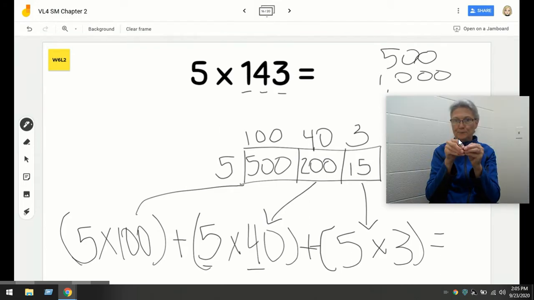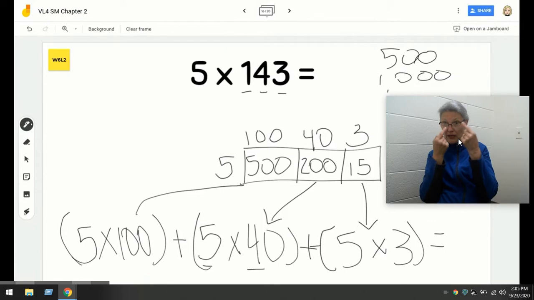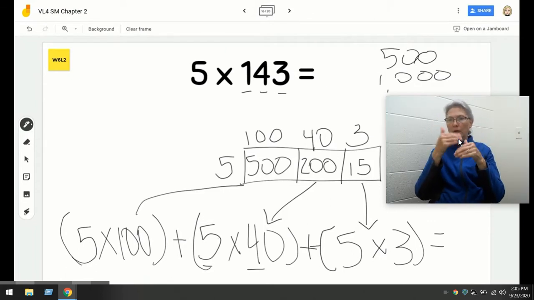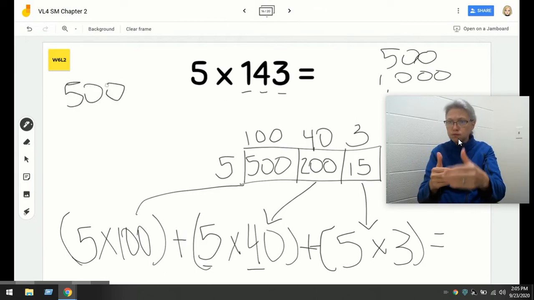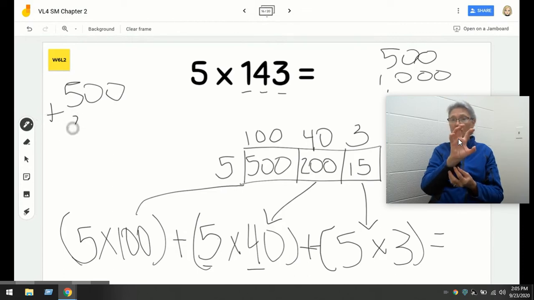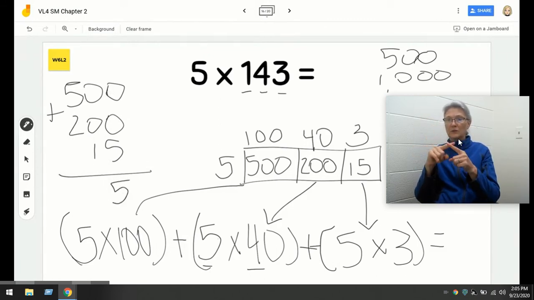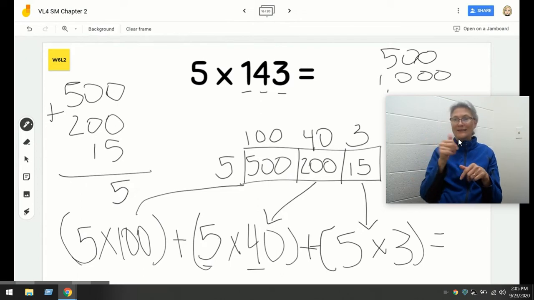So there's a lot of thinking here, you guys. I know that when you go to show your thinking, you will make sure to show all these steps as well. I'm going to go ahead and add our partial products up. So we've got 500 plus 200 plus 15. In our ones column, we've got 5 plus 0 plus 0, well, that's 5 ones. In our tens column, we've got 1 ten. In our hundreds column, we've got 5, 6, 7 hundreds.